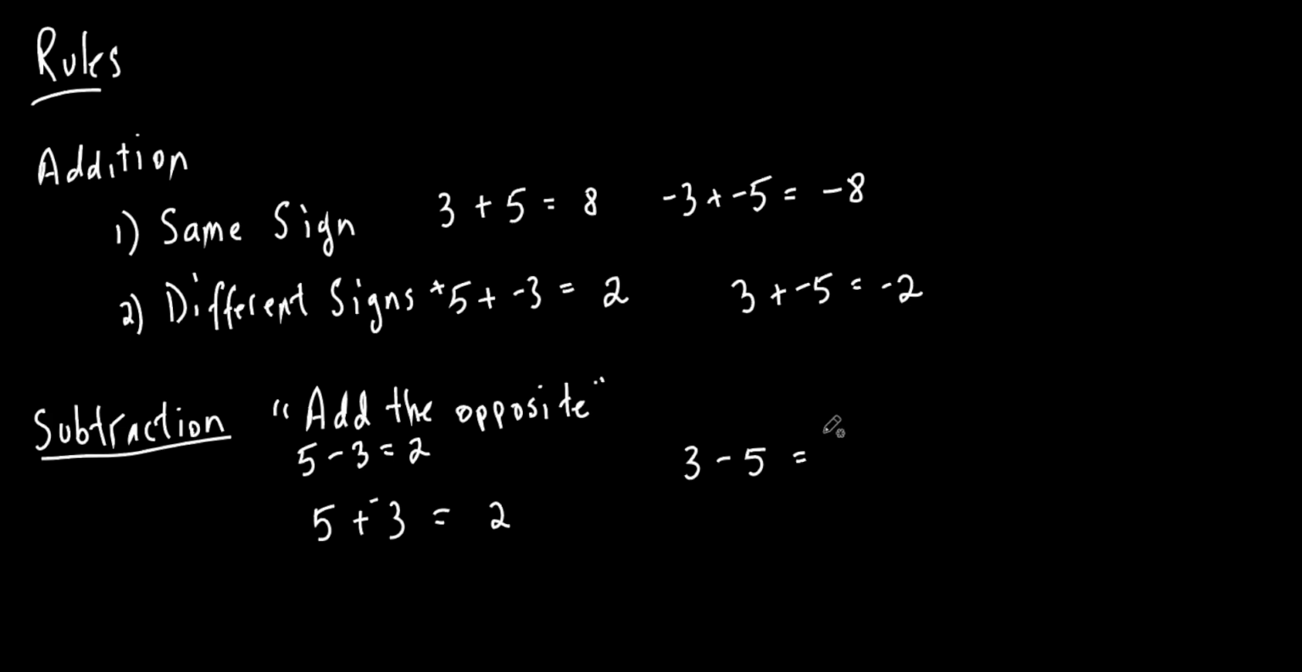All right, so 3 minus 5. So what's the rule? Add the what? Add the opposite. And now it's an addition problem. Now I can use these signs. They're different signs. So that means I do what? Subtract, take the sign of the bigger. So I subtract those 2 numbers, I get a 2. Take the sign of the larger number, which is negative, and I get a negative 2.